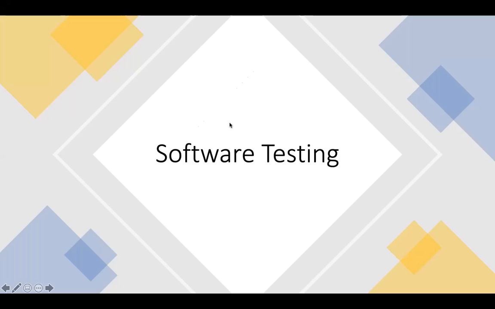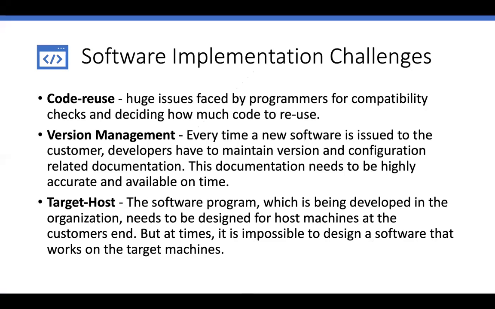This one, at least, in our previous engagements, we have talked about it, during some people's submissions. Software implementation also comes with challenges, whereby there is code reuse, version management, and target cost. With code reuse, you realize the huge issues faced by programmers are compatibility checks and deciding how much code to reuse.